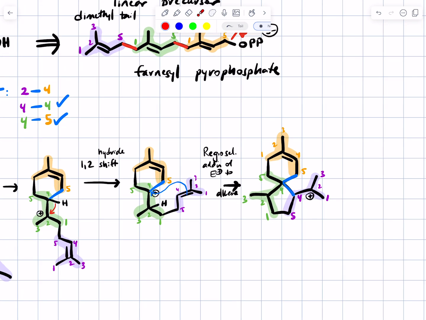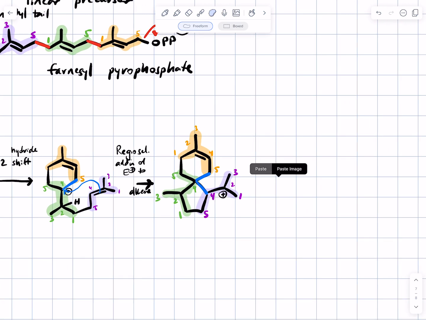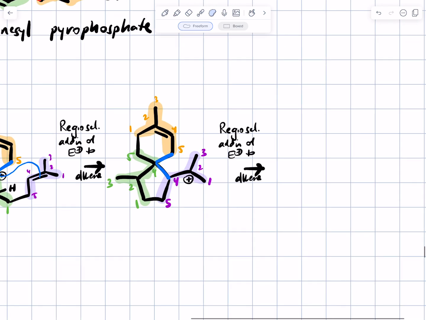Between purple 2 and orange 4. Purple 2 has a positive charge on it, so purple 2 can be the electrophile. Orange 4 is involved in a pi bond, so that can be the nucleophile, and we could expect another regioselective addition of an electrophile to an alkene to make a new sigma bond between orange 4 and purple 2. We would expect the new bond to be with 4 so that the positive charge could be on carbon 2. Let's draw that happening. Pi electrons attack positive charge on carbon 2.